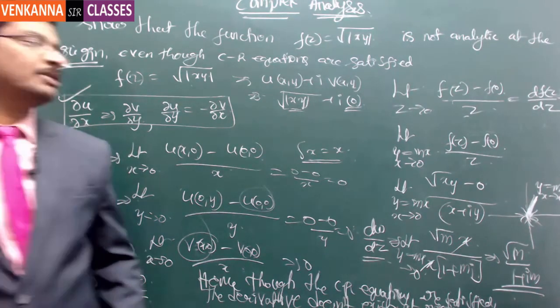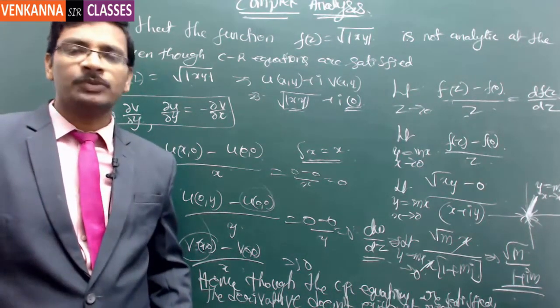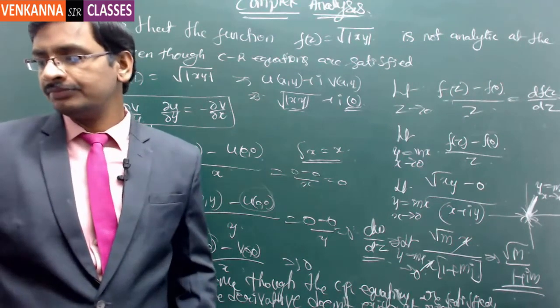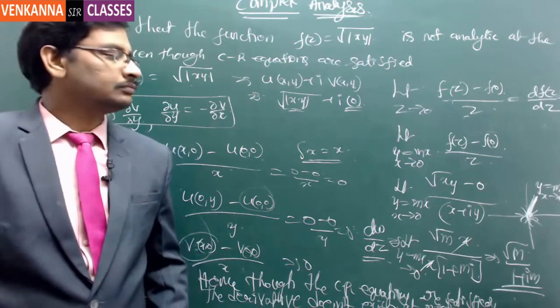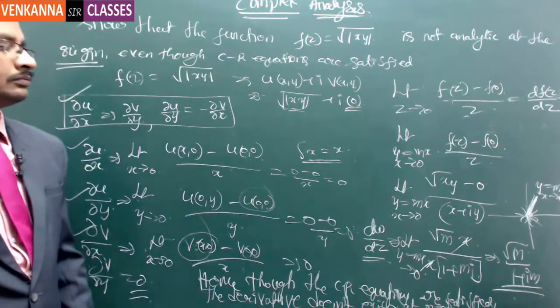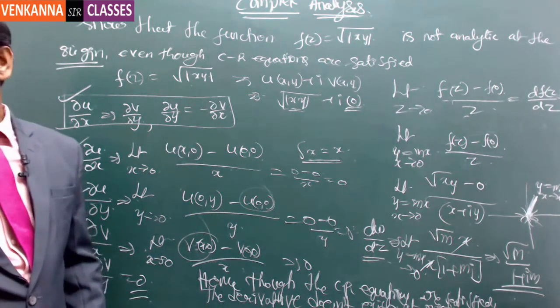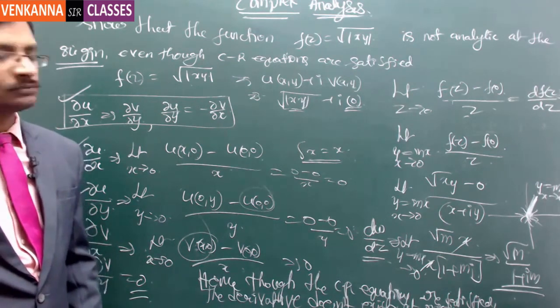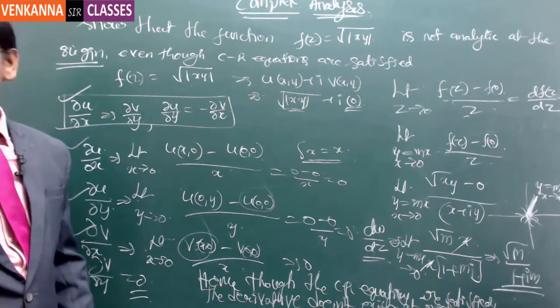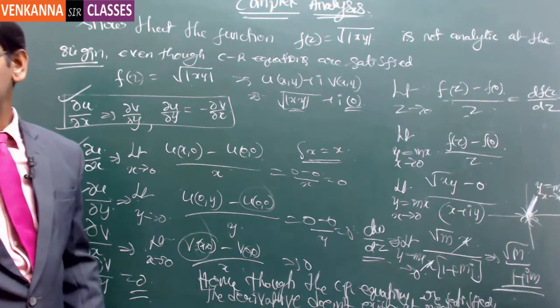Yeah, so m is always a real number. m is a slope. Slope can't be a complex number. Note it down.